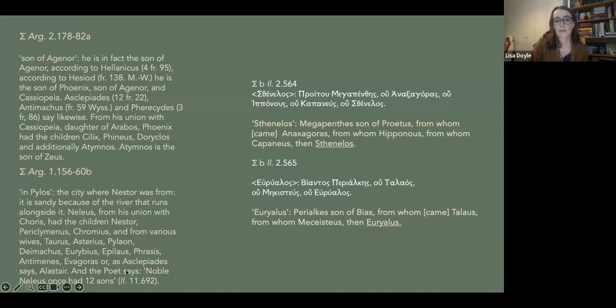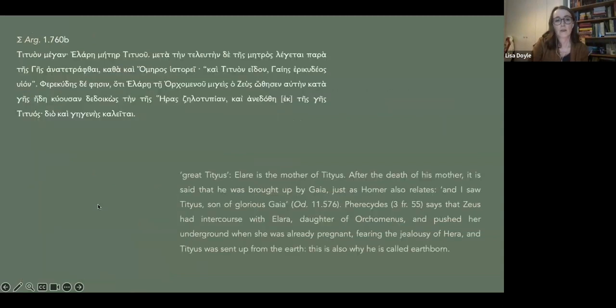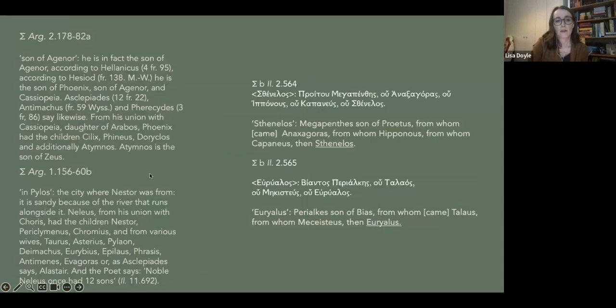How does he finish? He finishes by saying, oh, I'm sorry, let me go back there. I hope you can see that okay. And the poet says, noble Neleus once had 12 sons. The poet here is Homer. So this note is very much reminiscent, I think, of what you would encounter in a schoolroom. You list off the 12 children of Neleus, who's an important mythological figure connected to a lot of the different myths related in book 1 of the Scholia. How do you finish that list of children? You finish with a reference to Homer to essentially validate and back up the information you've provided.